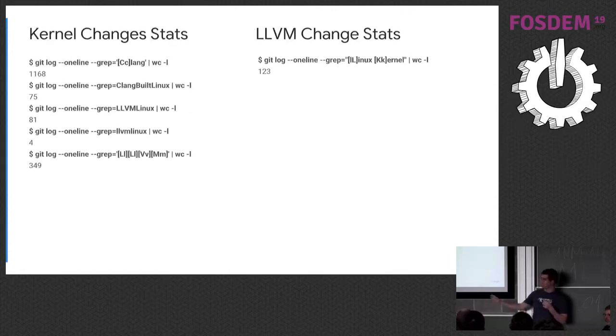These are very rough measurements. I don't know if git grep supports Perl regexes, probably would have been nicer, but these are very rough counts of commit messages that mention Clang or LLVM in the kernel. Probably lots of the ones that just mention Clang may be related to eBPF. I didn't do any very scientific measurements there. But LLVM as well has quite a few commits now that say, hey, this is something that we fixed or implemented because the Linux kernel is making use of this.